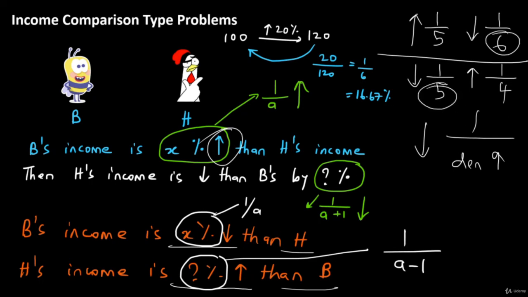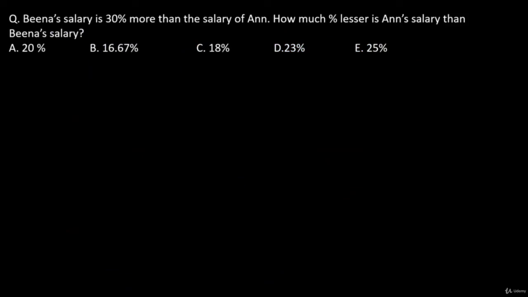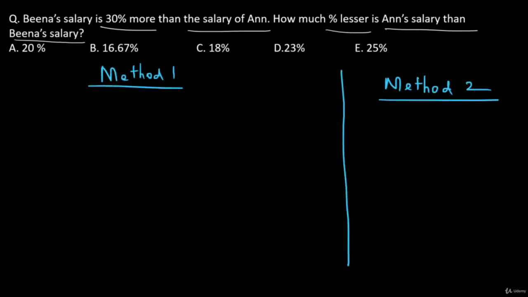All right. Let's do this question. Bina's salary is 30% more than the salary of Anne. How much percentage lesser is Anne's salary than Bina's salary? All right, pause the video, give it a try, and then let's do it together. All right, we are back. I hope you have given it a try. Let's do it together. Now let's quickly discuss two methods to solve this. The first method is the shortcut that we discussed.